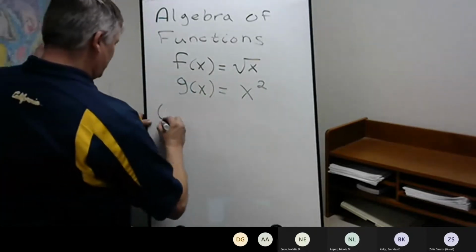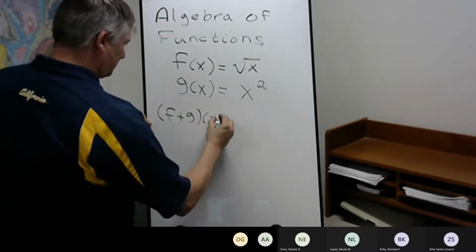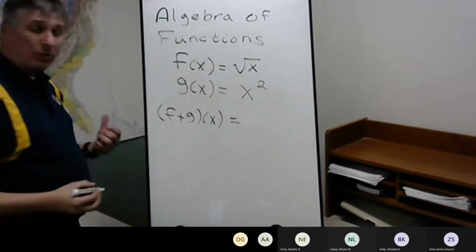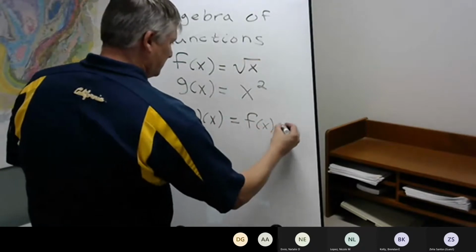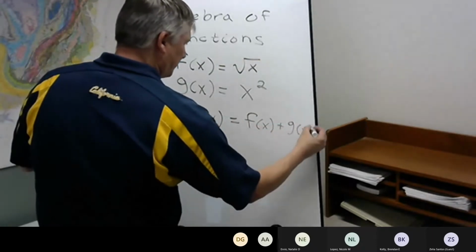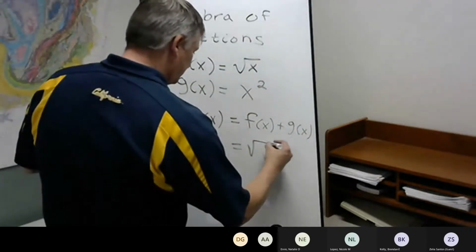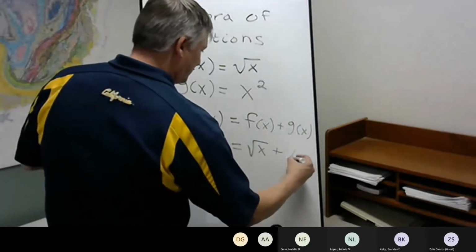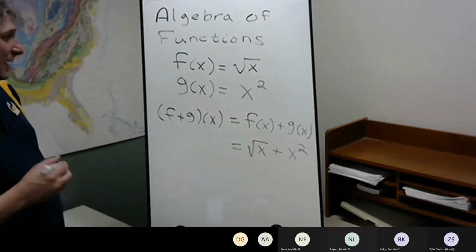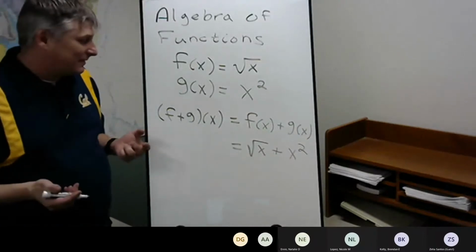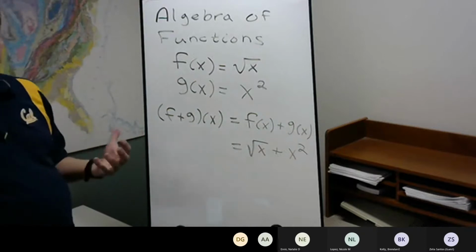So when you see this, what it means is f of x plus g of x, and in practical terms, square root x plus x squared. And so that's it. Now, the thing you want to keep in mind is domain.